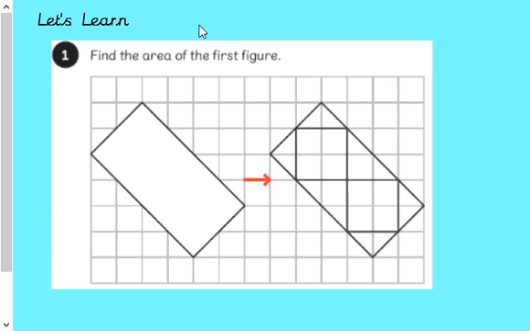Okay, let's learn. Now, if we want to find the area of the first figure, okay, what we need to do is break the shape up. And you can see over here that I need to break it up into whole squares and part squares, really. Okay. And what I've done here, we've got 1, 2, 3, 4, 5, 6, 7, 8. So I've got 8 whole squares there already.